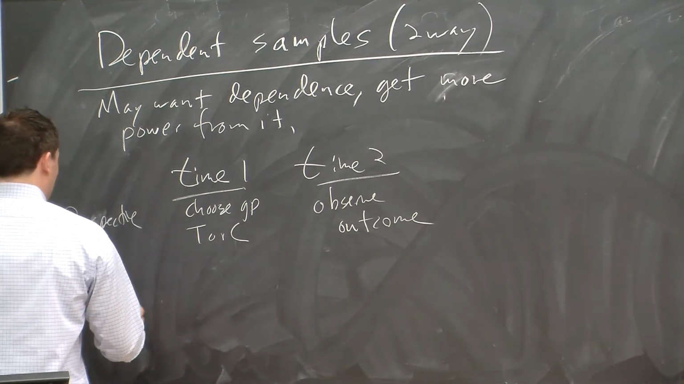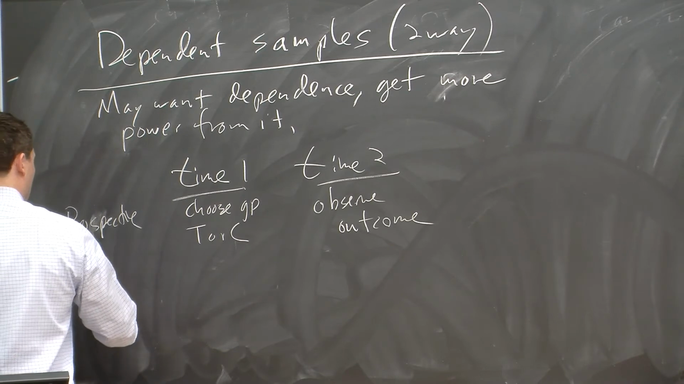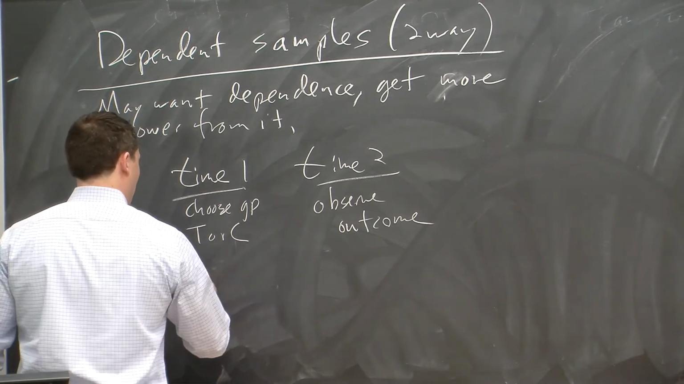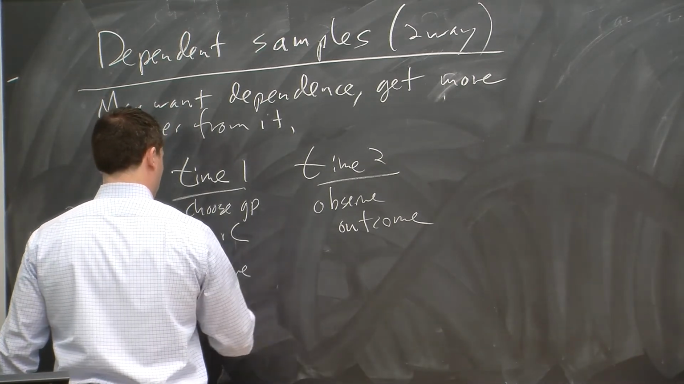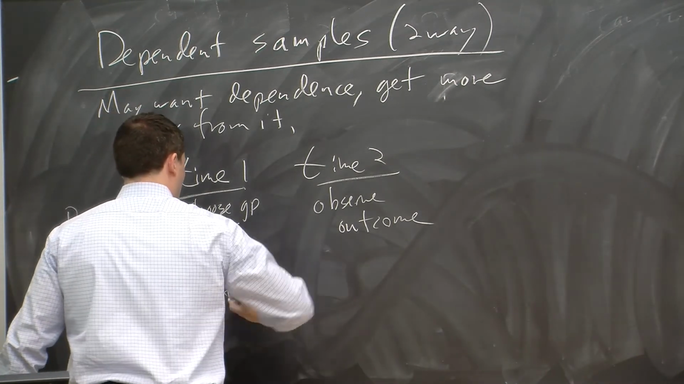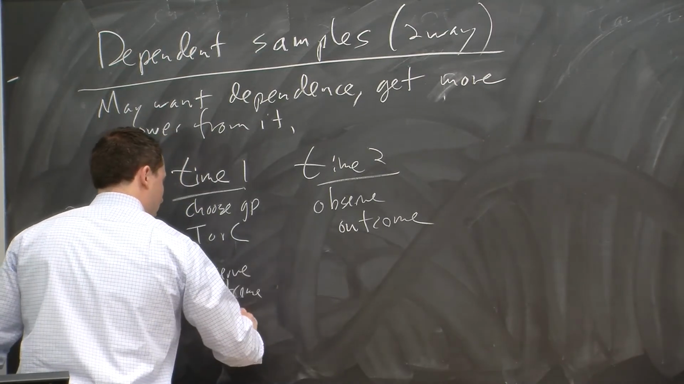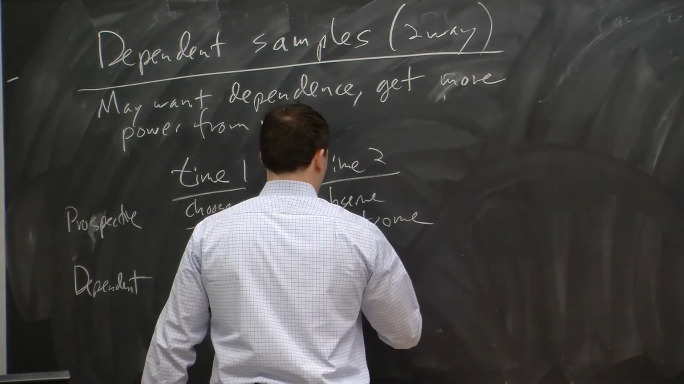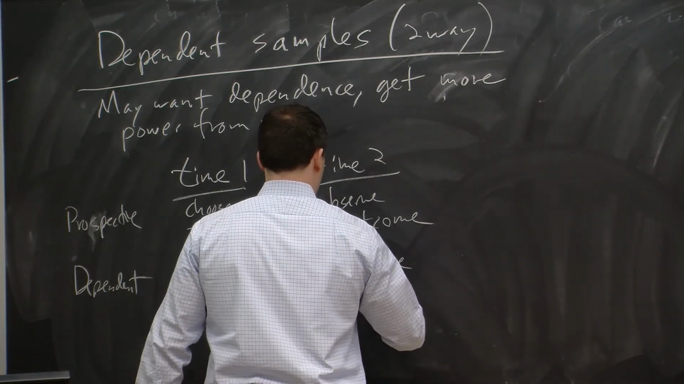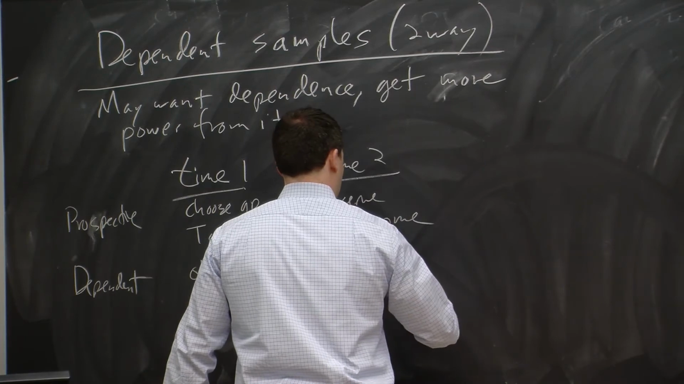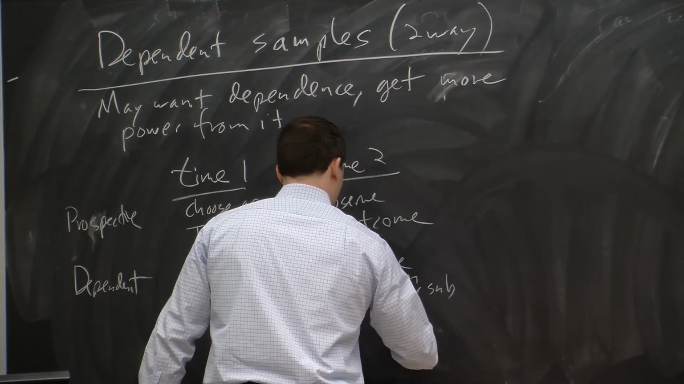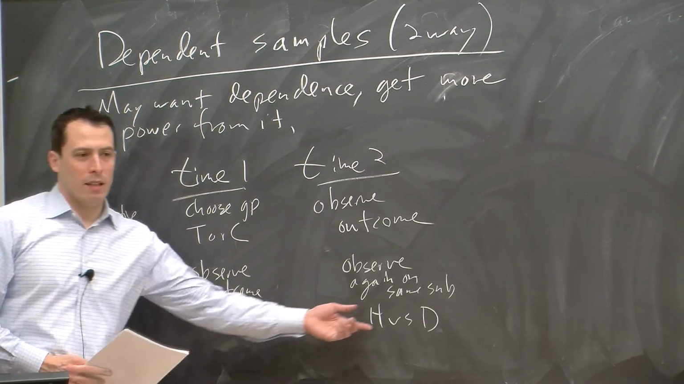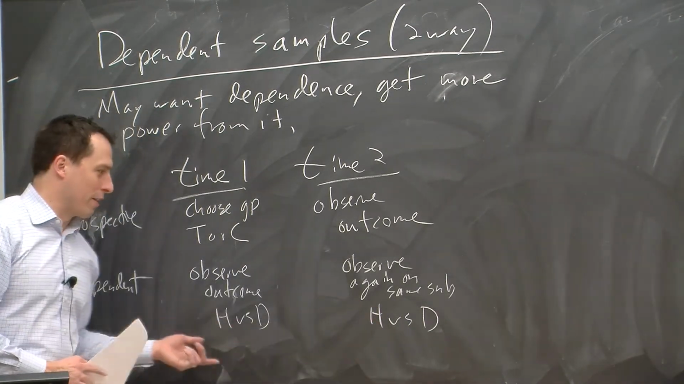The other thing we could do is dependent. We could look for a change. So we could observe an outcome here, maybe healthy versus disease, and then observe the same outcome again on the same subjects. And we would want to do a different kind of inference about this, because there's potential for great dependence between these.